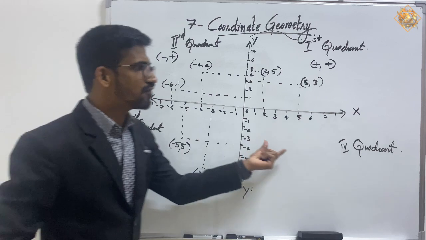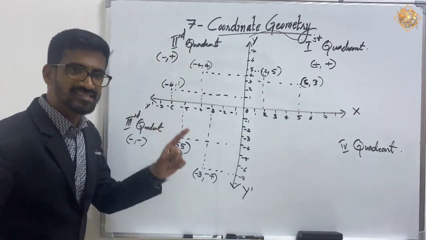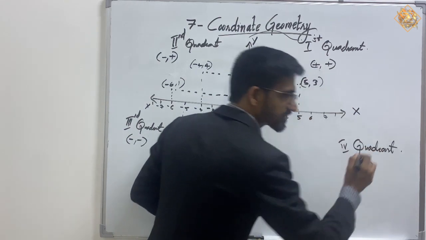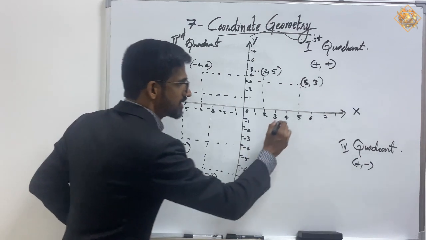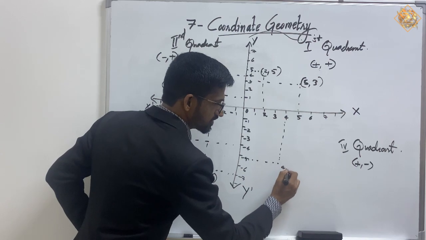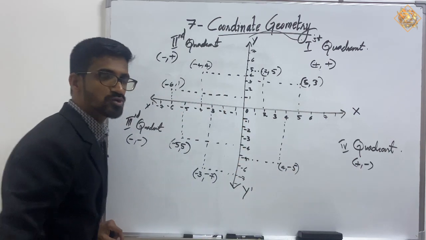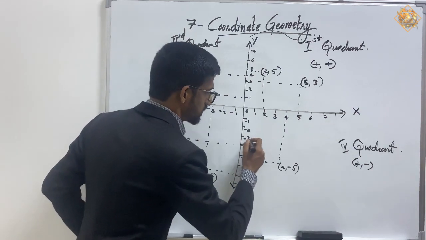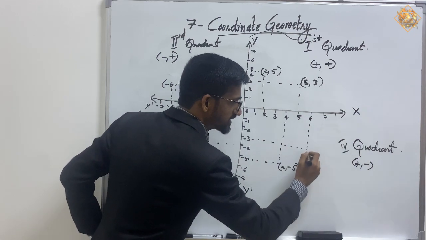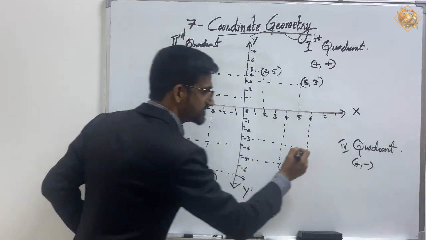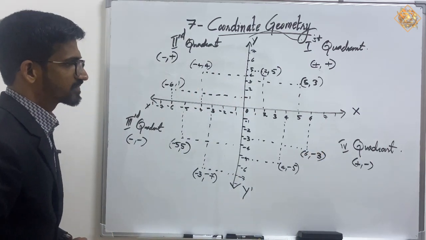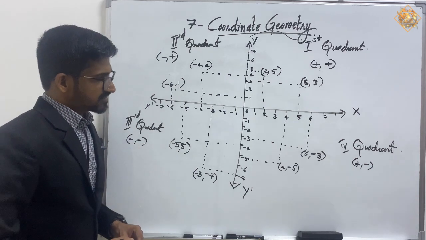And finally in the fourth quadrant we have x positive and y negative, that is positive comma negative. So (4, -5), x coordinate will be positive and y coordinate will be negative. Now (6, -5), first we will write the x coordinate and then the y coordinate. Hope it is clear. Just take it to your notebook, students.